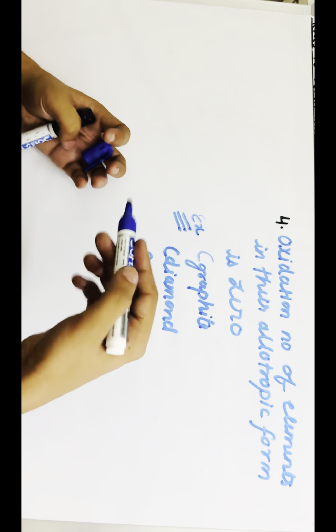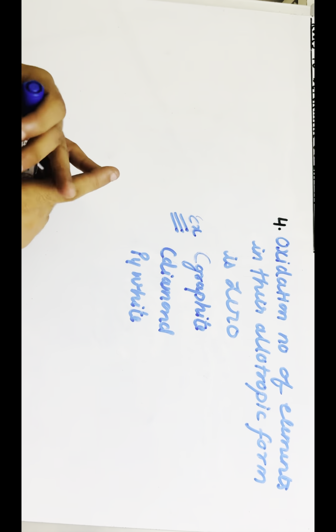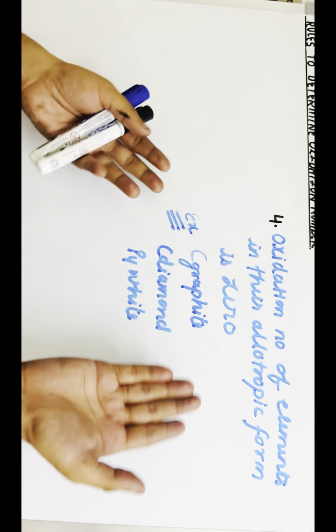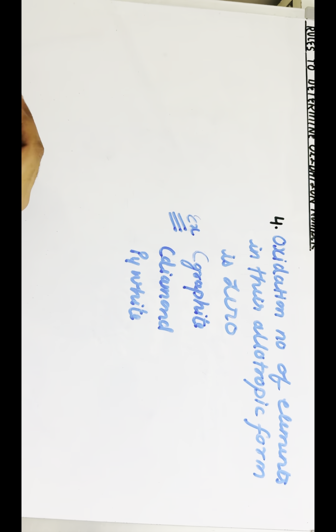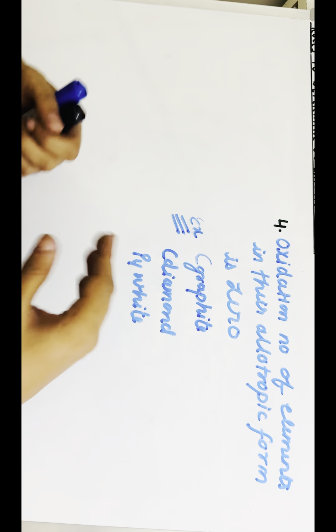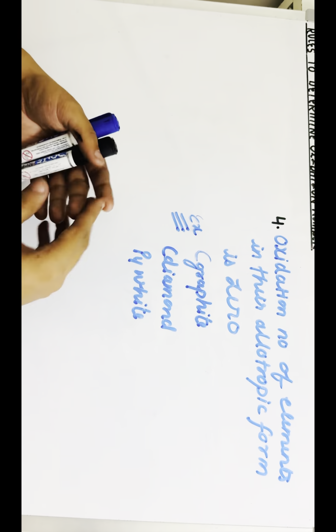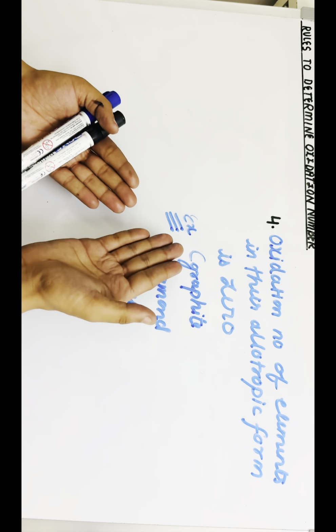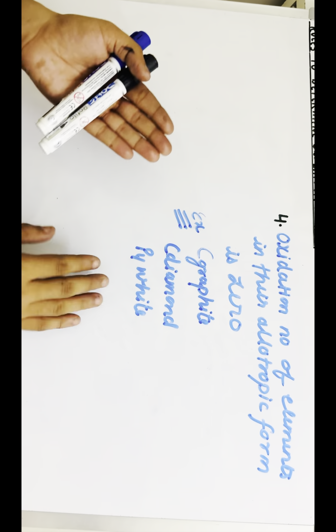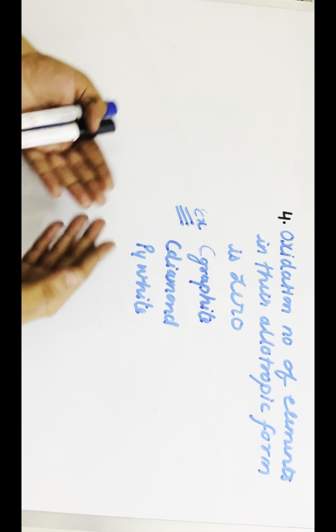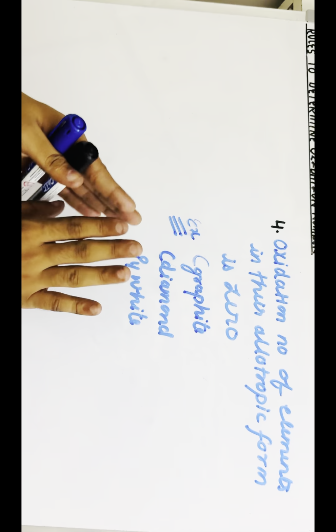So now the examiner can ask you two types of question from it. They can ask by giving the statement, what is the oxidation number of allotropes, 0. Or they can give you carbon graphite, carbon diamond, or phosphorus white, and ask you the oxidation number of it, and it will be 0.